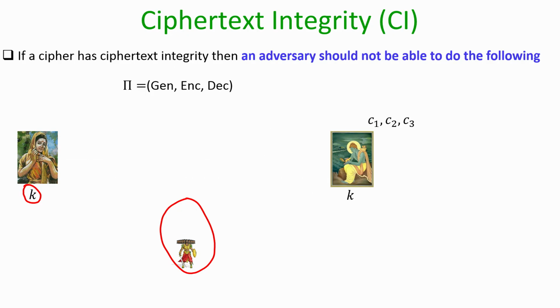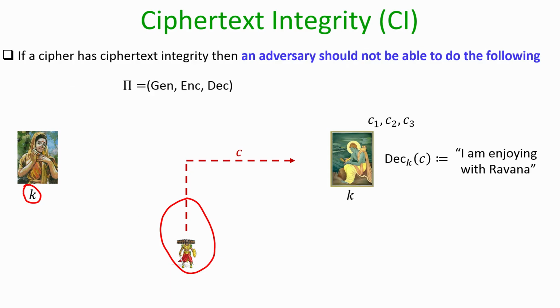Now, if we say that our encryption process has ciphertext integrity, then it should not be possible for this malicious adversary to inject a new ciphertext or bit string, say C, which was not communicated by the sender. What the adversary is trying to do is send this ciphertext on behalf of the sender, such that when it gets decrypted at the receiving end, it corresponds to a plain text which was never communicated by the sender. So, the goal of ciphertext integrity is to prevent an adversary from doing that.